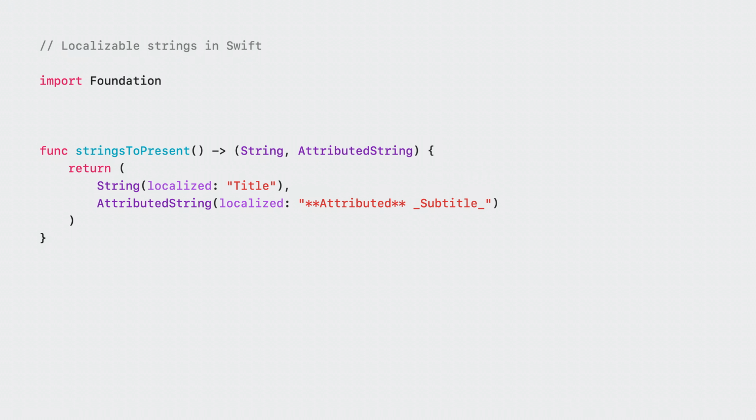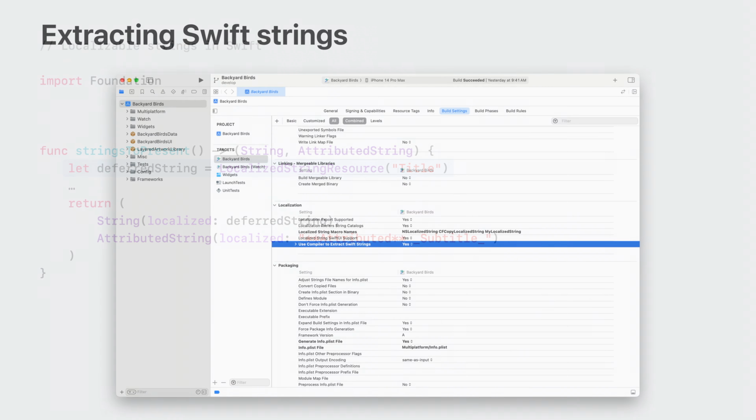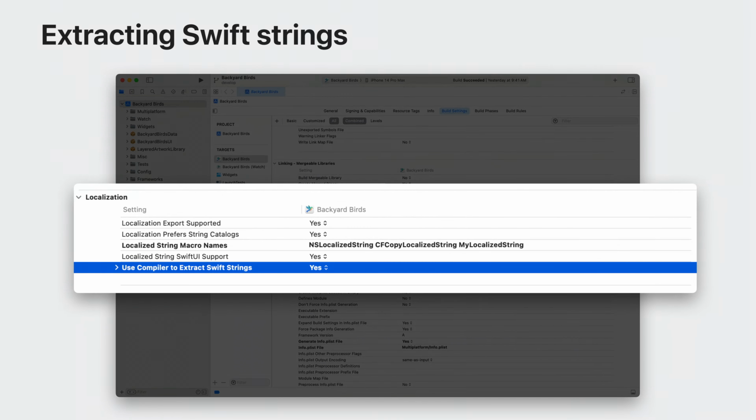Now let's turn our attention to Swift code more generally. Here I have some model code that includes strings that will be presented later. I'm using the localized initializers on String and AttributedString to specify strings I know will be displayed to the user at runtime. You can also use LocalizedStringResource directly anywhere you've imported Foundation. String catalogs make use of powerful technology in the Swift compiler in order to extract localizable Swift strings. For this reason, be sure to enable the build setting, Use Compiler to Extract Swift Strings.